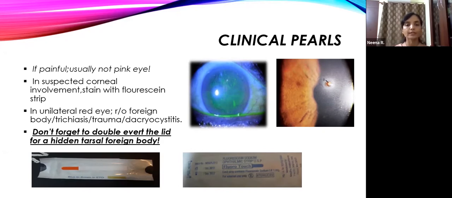So I have had children with eclairs wrappers hidden in the fornix, producing chronic conjunctivitis which is not amenable to treatment. Only when we double inverted the lid did we get this wrapper, and the child wanted to hide it from his elder brother, and that was producing chronic conjunctivitis. So be very careful, because children may not be very forthcoming with their history, and you may miss it out.